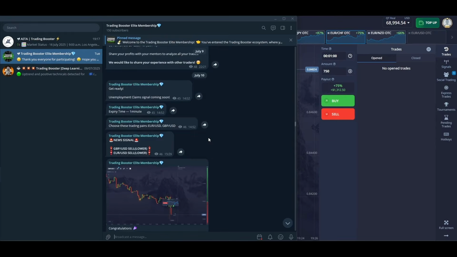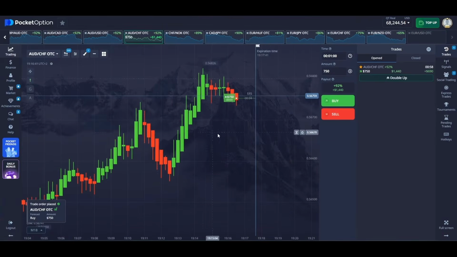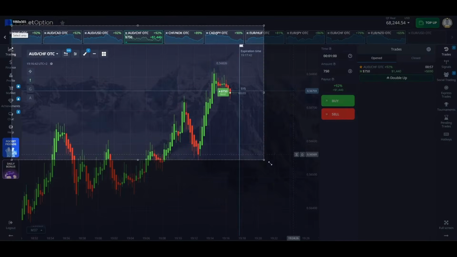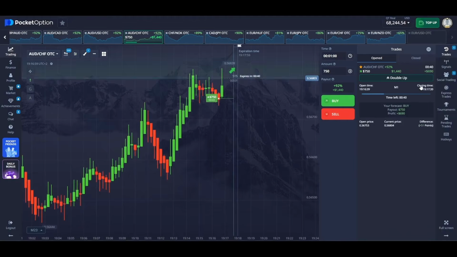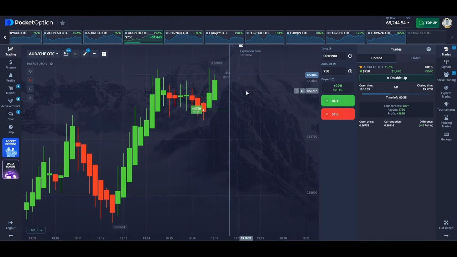Now, let's move on to the OTC market. Look, Australian dollar, Swiss franc. What do we see here? Here we have a great upward movement, and then the price forms exactly those 3 Heiken Ashi candles of the opposite color, meaning red. So, accordingly, I open my trade to buy. As you can see, it's already a pretty good move, but let's not celebrate too early.